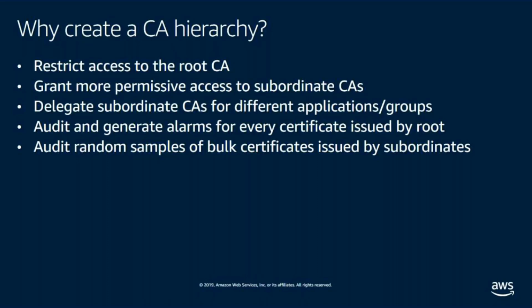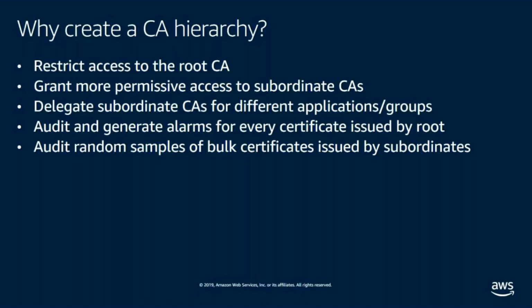At the same time, we want to grant more permissive access to subordinate CAs. Subordinate CAs are really the workhorses of the PKI world. They're the CAs that issue certificates in bulk. They're the ones that we provide access to developers or others that are trusted, but we want to have strong access controls, but we need them to be available and accessible so that they can be used to issue certificates that identify resources.